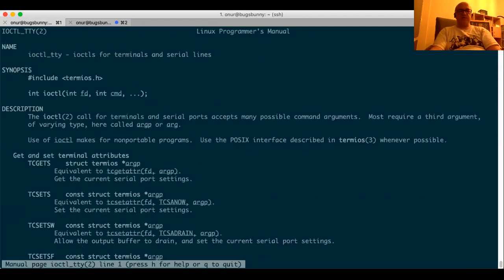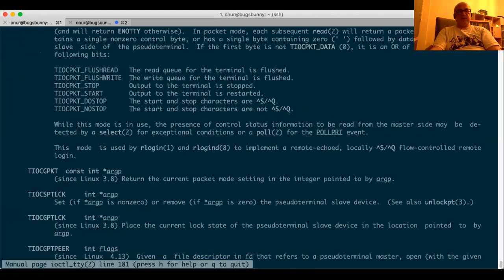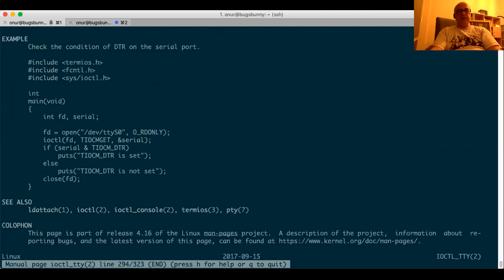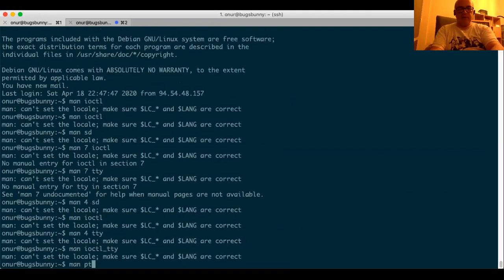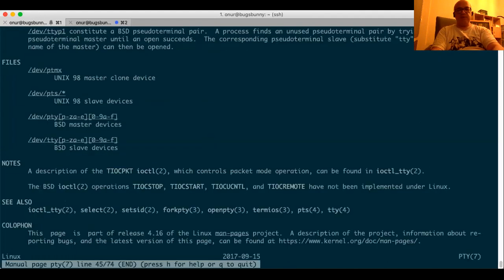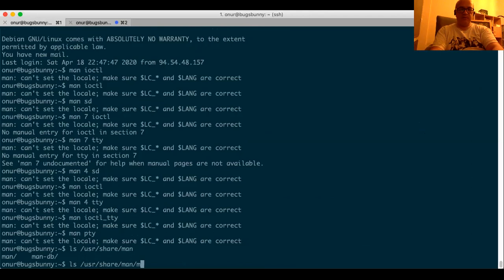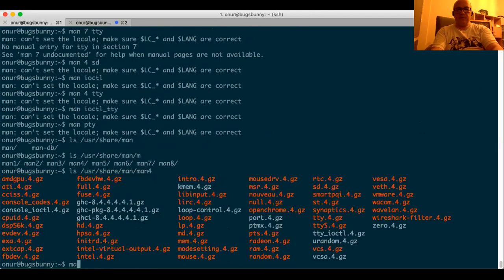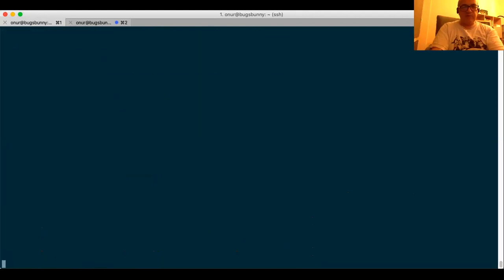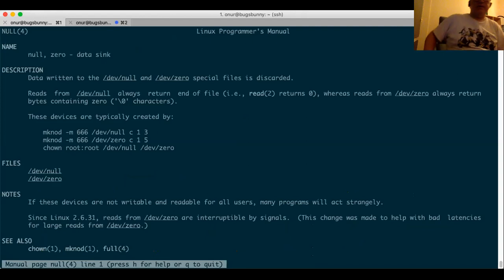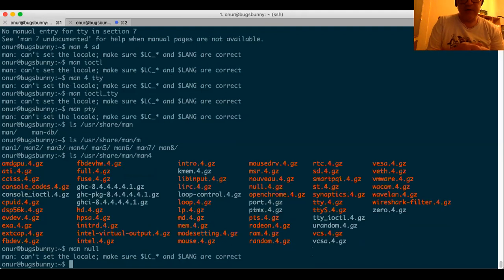For TTY, for example, the terminals, those requests are handled and they are listed here. And if you like, we can have this PTY interface defined. So in the manual page category four, you can find for each device the corresponding IOCTL instructions and how they are handled. The instructions and so on can be found here. So this is a Linux detail, by the way.